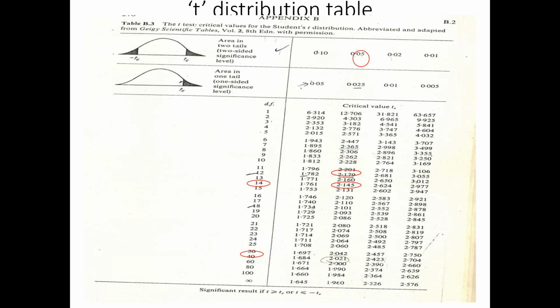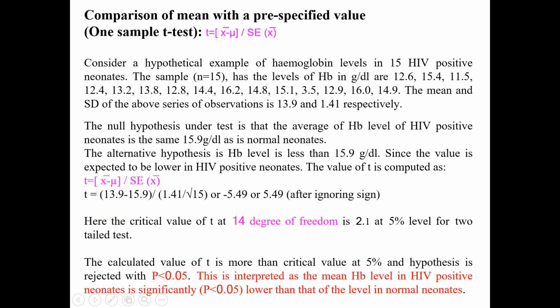Now, this is the T distribution table. In the previous example, I showed you the calculated T value is 5.49 at degree of freedom 14. Degree of freedom is n minus 1, n here is 15, and 15 minus 1 is 14. I try to figure out the corresponding P level for this 5.49 in the T distribution table at degree of freedom 14.